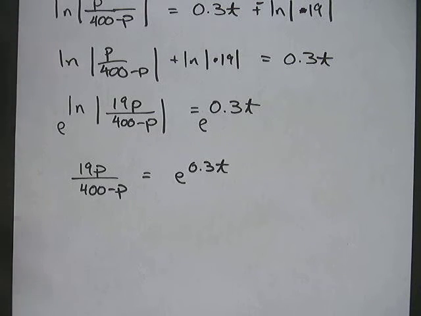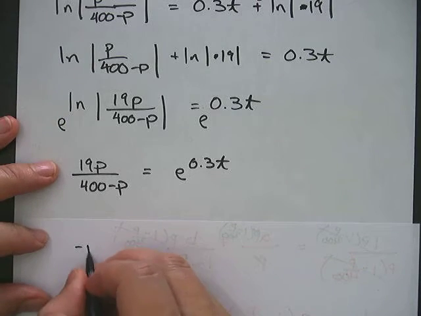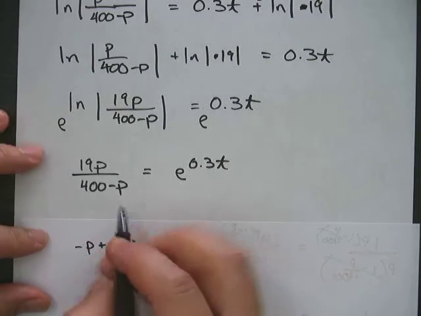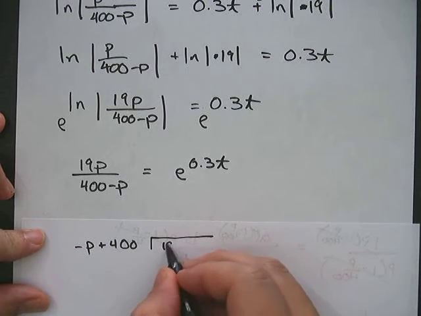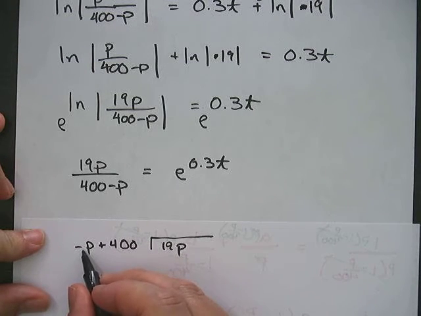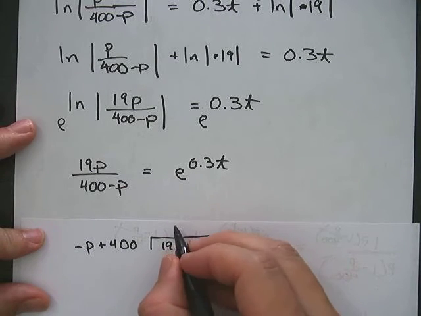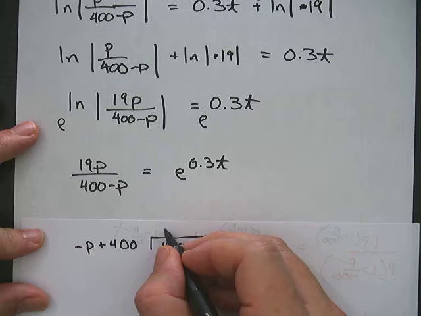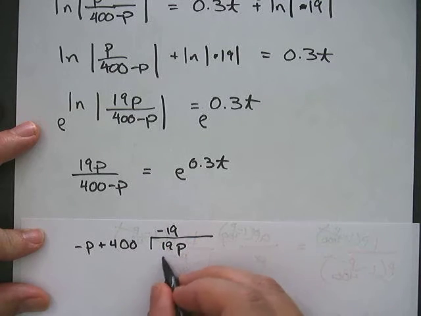So what I'm going to do to take care of that is a quick little long division. I will divide negative p plus 400, that's this, I just rewrote it in a different order, into 19p. What do I multiply negative p by to get 19p? That would be negative 19. So negative 19 here, and I multiply and I get 19p.